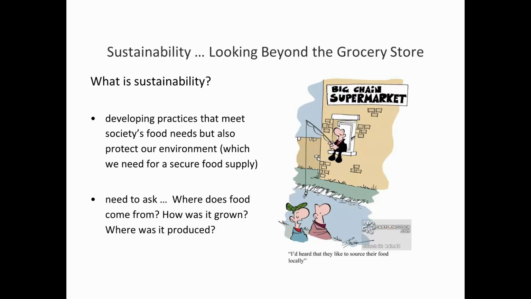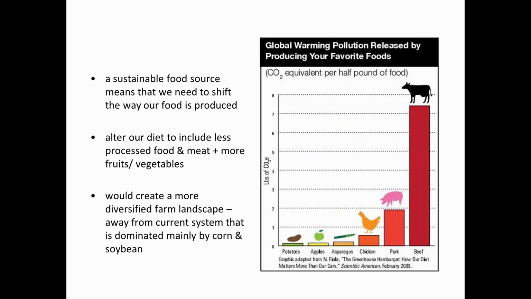At present, almost 1 billion persons are not getting enough food, and most of the 7 billion inhabitants of the world eat diets that are poor in quality. So we need to develop practices that meet our society's food needs, but also protect our environment. And that's going to ensure that we secure a food supply. So we need to ask, where does food come from, how was it grown, and where was it produced?